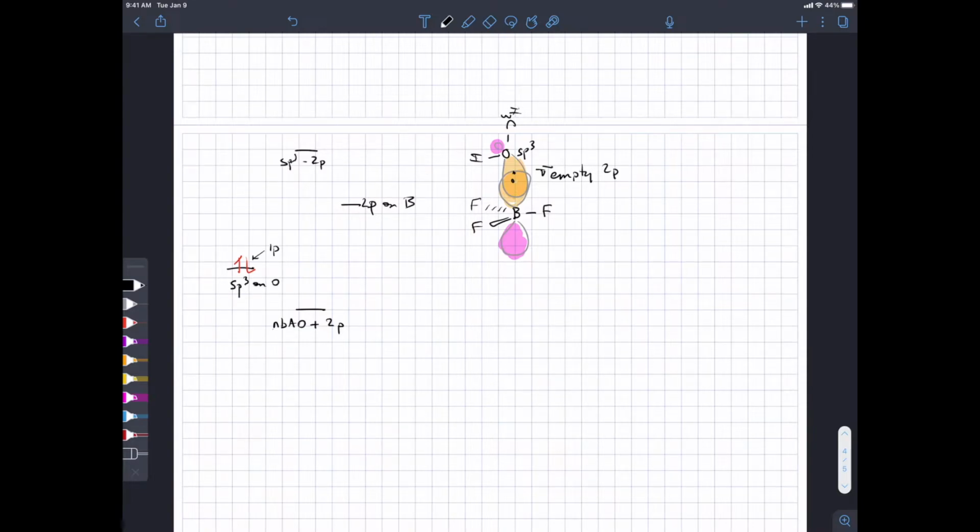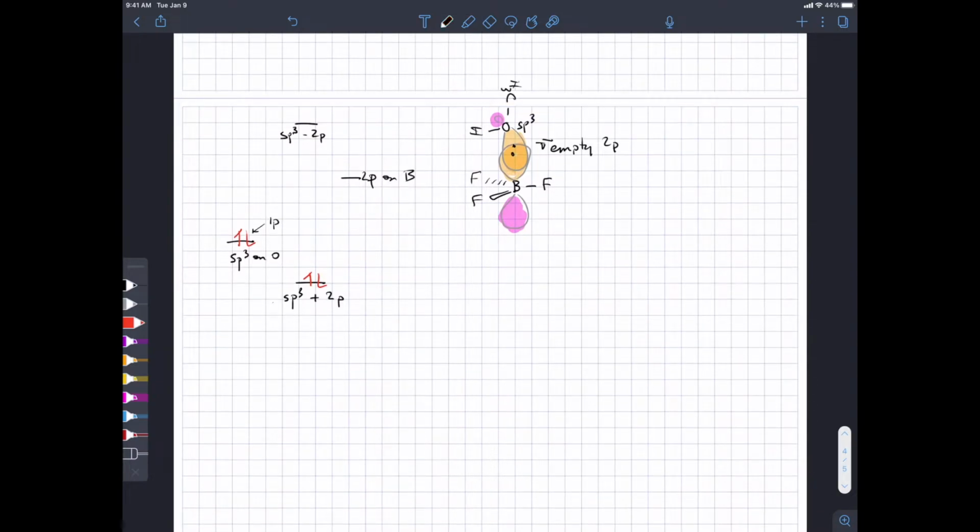So you've got the sp3 plus the 2p. The plus combination is the bonding one. The minus combination is the anti-bonding one. Because we only have 2 electrons here, we form a new bond. And so actually, what is the new structure? What is the product? Well, you can predict it now based on what I just told you. We made a new bond between boron and fluorine. I'm sorry, boron and oxygen.